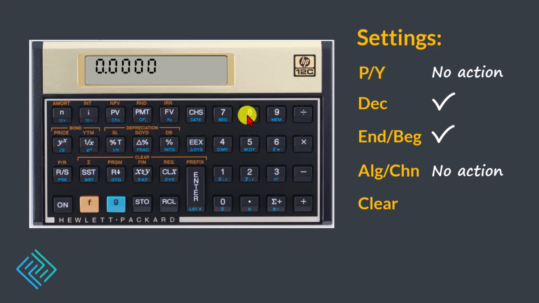To clear the TVM registers, which is to say only the 5 key TVM inputs, press orange shift F and then clear FIN. To clear all registers, including TVM and the cash flow or DCF functions, and all memory locations, press the orange shift F key and then clear REG.